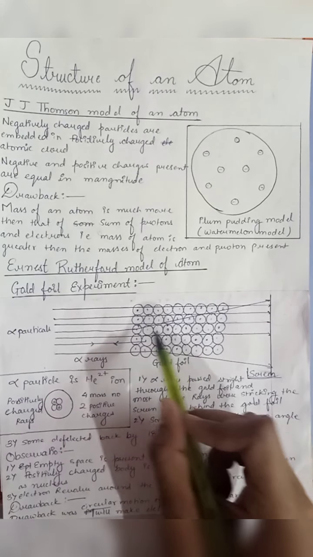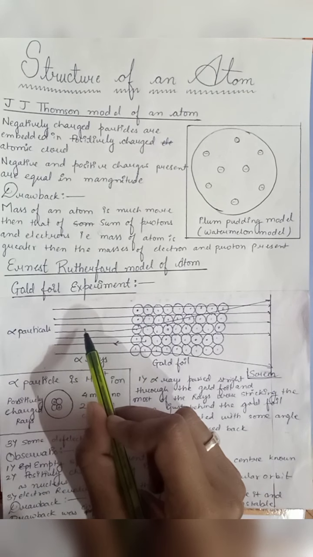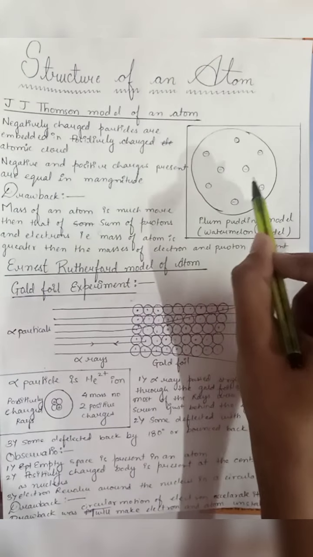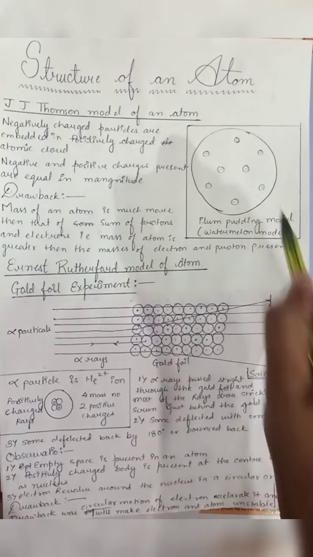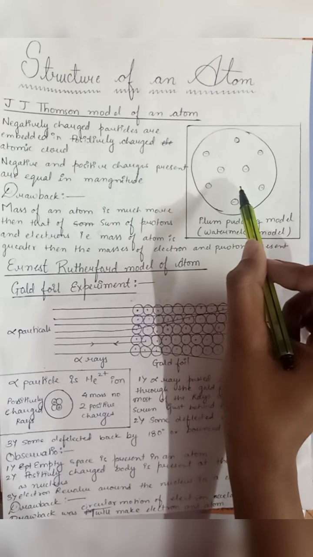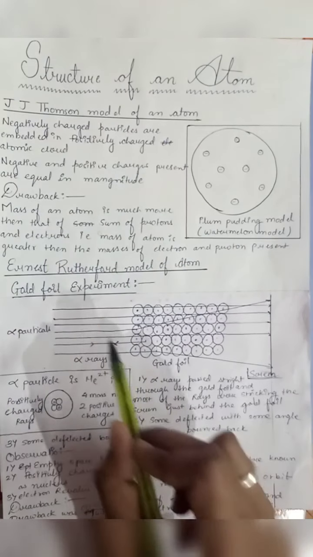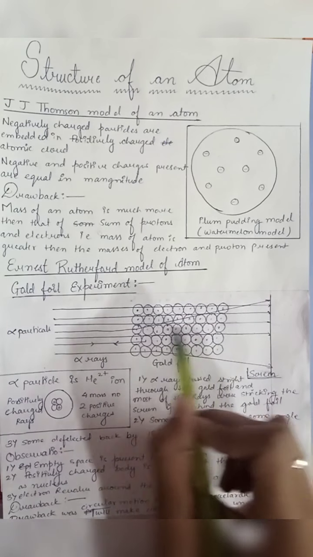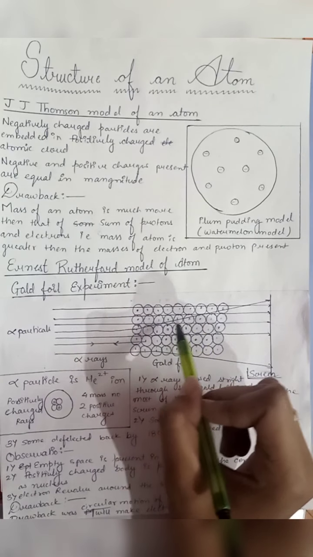Since most of the rays are passing straight through, if the earlier model was true, then the atom would have a whole positively charged cloud. But when an alpha particle strikes this atom, what happens? If most of the part is positively charged, it would strike back, but the particles pass through the atom. That means most of its space is empty.